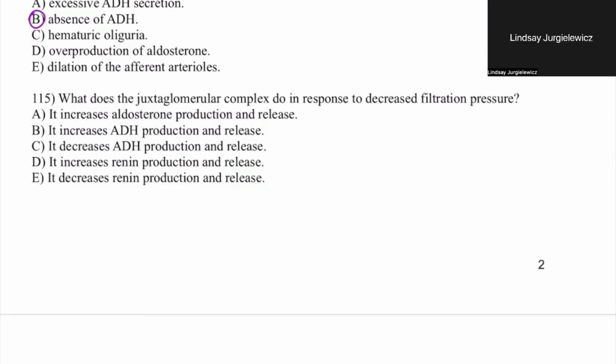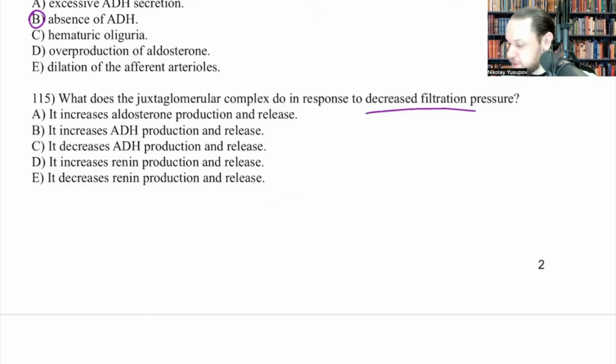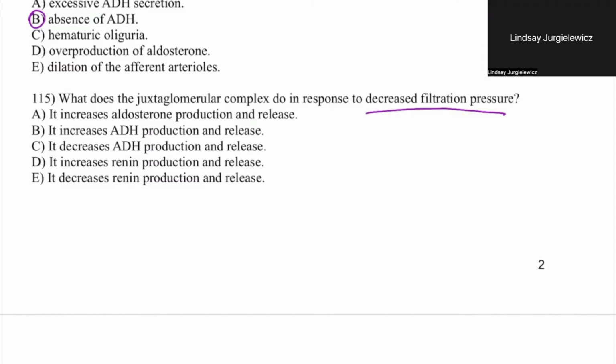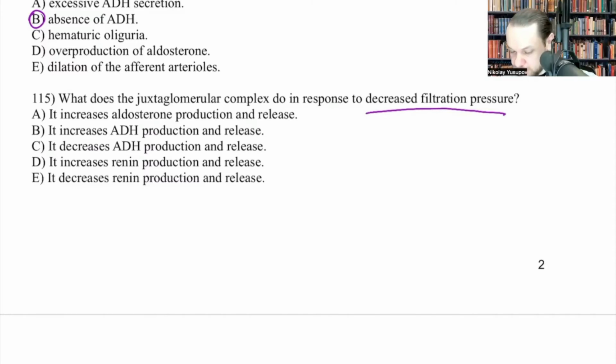115, we're going to go with Lindsay. What does the juxtaglomerular complex do in response to decreased filtration rate? So think of it like this: less blood flow, less pressure in your kidneys. What does your juxtaglomerular apparatus secrete? It would increase renin production? Yeah, B is correct, right?